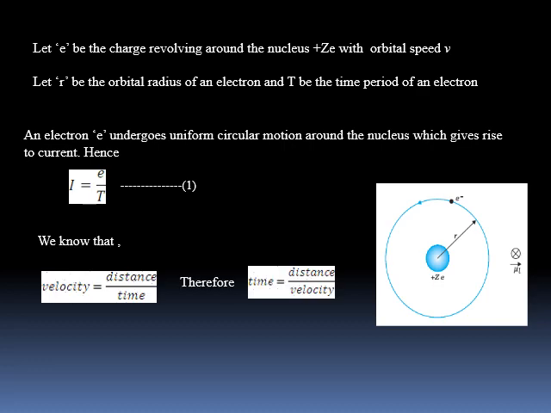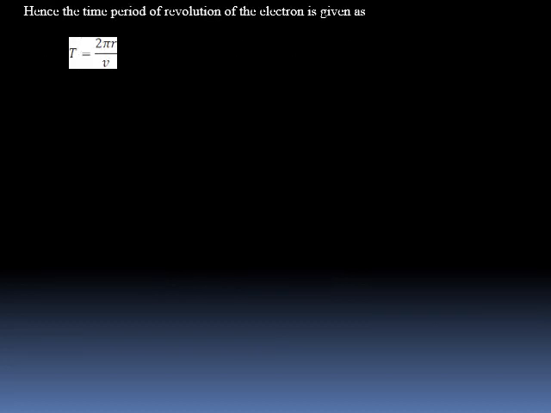Now we have to remember this as well. We know the formula for velocity. Velocity is distance by time. Therefore, time becomes distance by velocity. You are just rearranging the terms. Here, since electron is revolving and making a circular path, the distance traveled by the electron is the circumference of the circle, that is 2 pi r. So we have the time period as distance traveled by velocity. Distance traveled is the circumference of the circle, so it is 2 pi r divided by velocity.